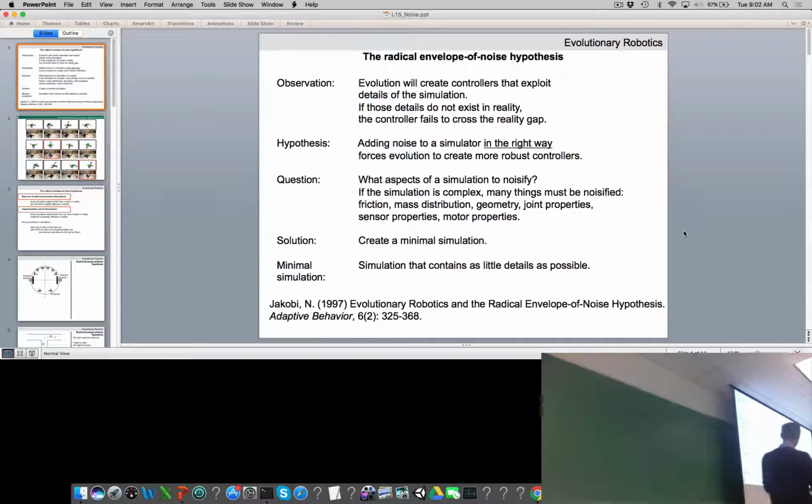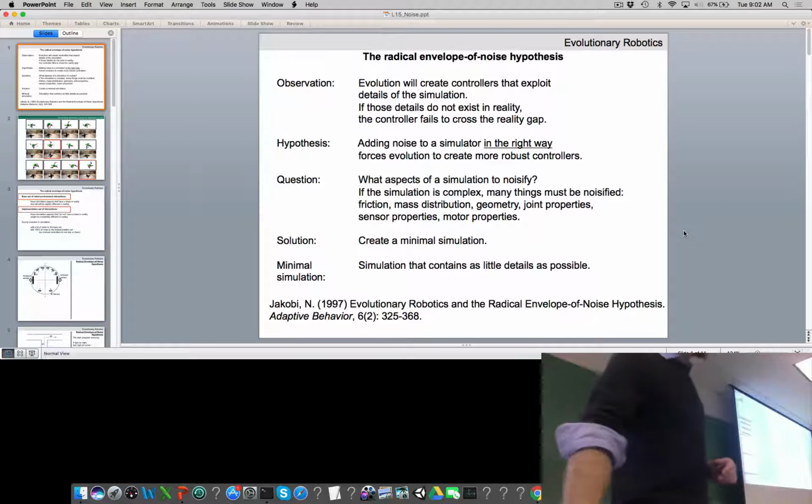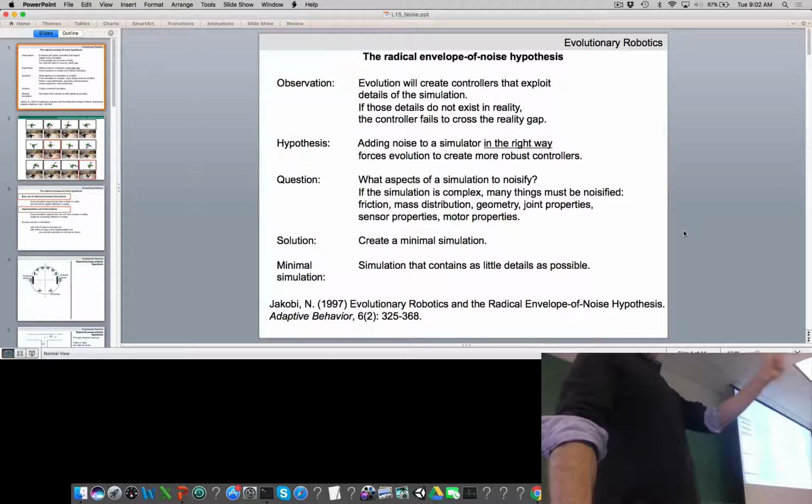Okay, so the solution back then was to say, let's just make the simulation as simple as possible, and then there'll be relatively few details that we need to noisify. So a minimal simulation is exactly that. You remember we looked at the minimal cognition experiments with the little Space Invaders robot moving back and forth along the bottom of the screen. This is in the same spirit. Let's keep the simulation as simple as possible, because we're going to actually transfer some of these controllers to the real world.